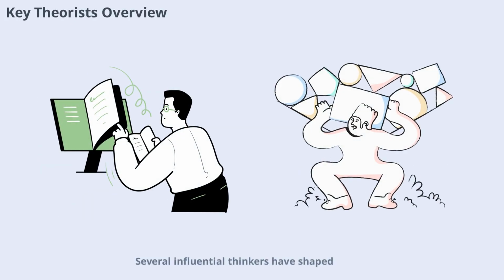Several influential thinkers have shaped our understanding of cognitive development. Among them, Jean Piaget, Lev Vygotsky, and Jerome Bruner stand out for their groundbreaking work. Each theorist approached cognitive growth from a different angle, offering unique insights into how children learn and think. In the next scenes, we'll dive deeper into their theories, but for now, let's get acquainted with these key figures and their contributions to the field.